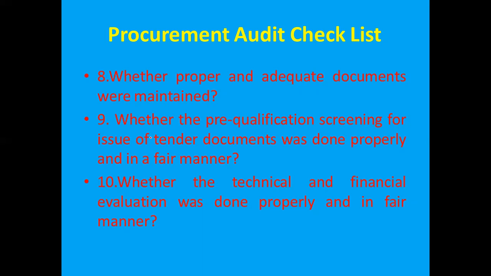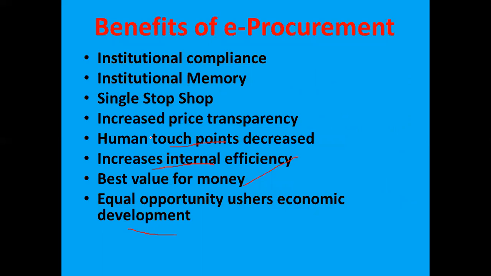Next point, what are the benefits of the e-procurement process? Institutional compliance, institutional memory, single stop shop. Whenever you are using electronic media, once you finalize the process, it is a single stop. Even though beside your place you have the same products and services, if the person here is giving less, automatically you will purchase here only. Why? Because of the backup.